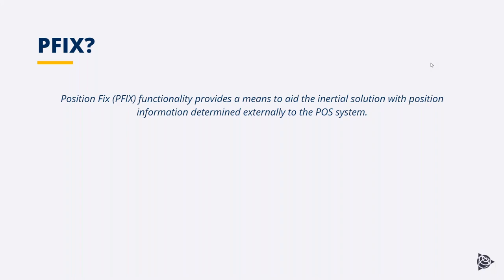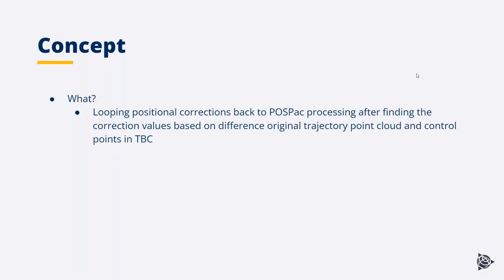Basically, today we are talking about one kind of registration. It's different from the registration we would do in TBC. But you will learn about this in the next slides. The concept here is that we are looping positional corrections back to postback processing after we have found correction values in TBC, which are based on the difference between the original trajectory, point cloud, and control points. So from this perspective, it's a way of registration.